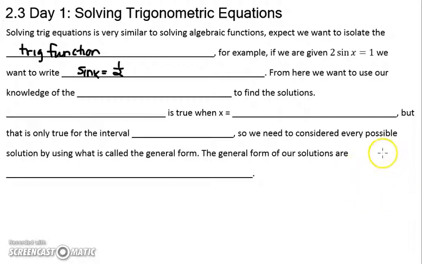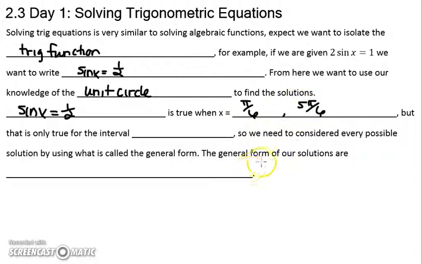So, we're stuck now, sine of x equals 1/2. This is where our unit circle is going to come into play. We're going to want to use our knowledge of the unit circle to find the solutions. So sine of x equals 1/2 is true when x equals pi over 6. So sine of pi over 6 is equal to 1/2, and 5 pi over 6. So sine of 5 pi over 6 is also going to be 1/2. But this is only true on our interval 0 to 2 pi. We're going to count the 0 and not the 2 pi.